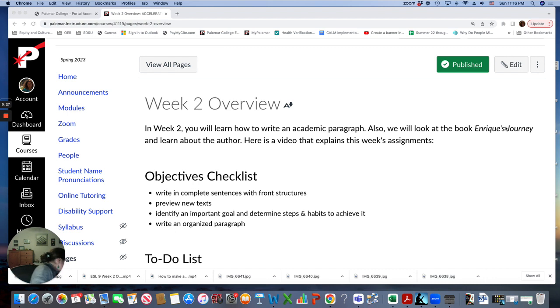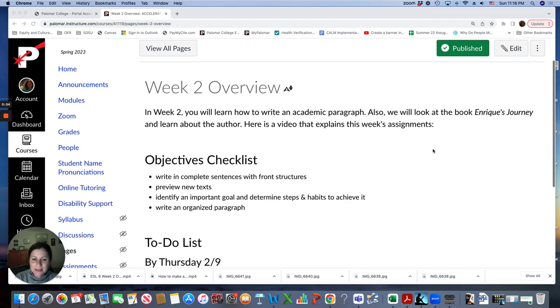We're going to look at the front cover. We're going to read the back cover. We'll learn a little bit about Sonia Nazario, about the author. So this way, when we start reading the book next week, you have an idea of what the book is about and who the author is, and it will help you with the reading. Okay?